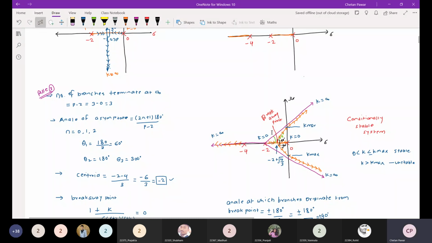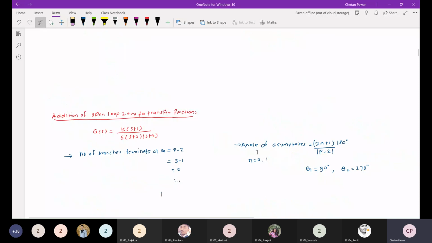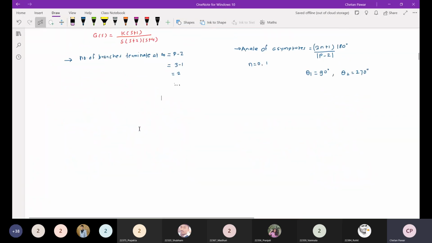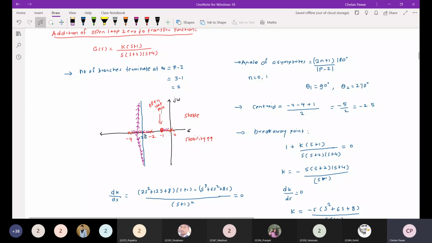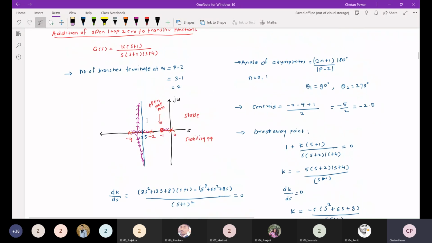Okay, the previous root locus of that particular transfer function is like this. When you add a finite zero into it at the -1 location, you will get a root locus like this. Here you can see that the root locus is shifted towards the left side. By finding the angle of asymptote, centroid, and breakpoint, we have found this root locus.